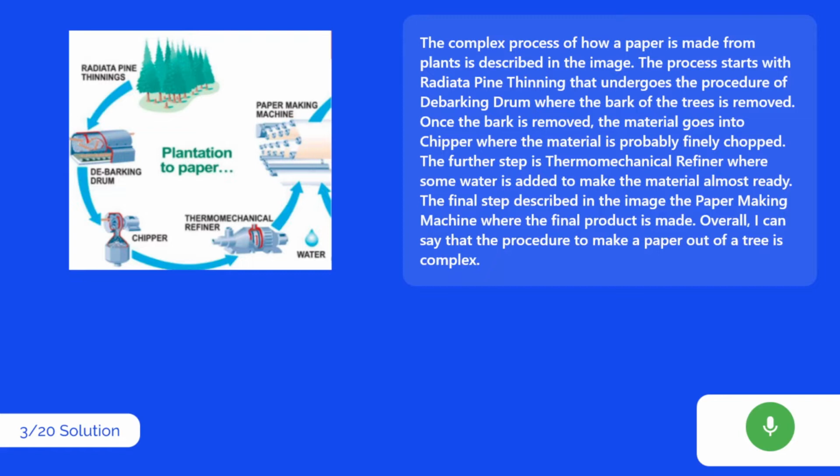The next step is the thermomechanical refiner, where some water is added to make the material almost ready. The final step described in the image is the paper making machine, where the final product is made. Overall, I can say that the procedure to make paper out of a tree is complex.